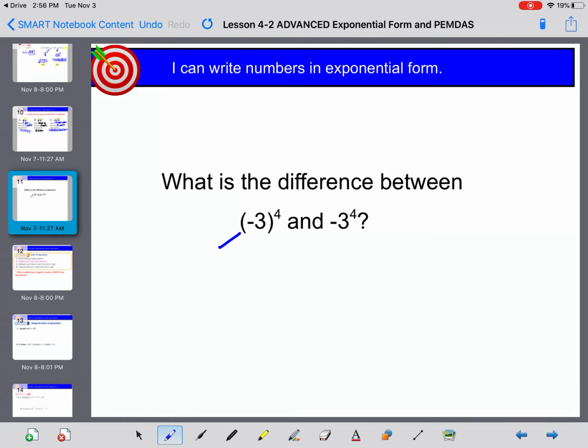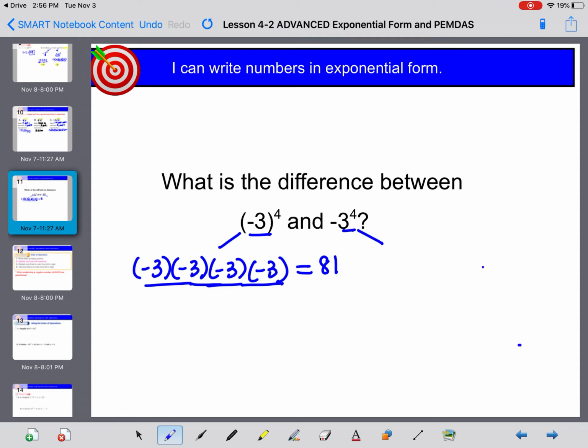For this one, you should have gotten that negative 3 is the base. So you would need negative 3 written 4 times. Negative 3 times negative 3 is positive 9. Positive 9 times negative 3 gives me negative 27. Negative 27 times a negative 3 is a positive 81. Now let's do this one.